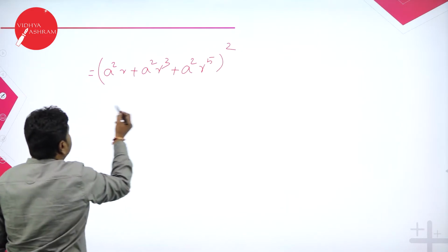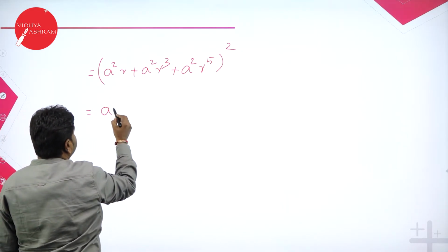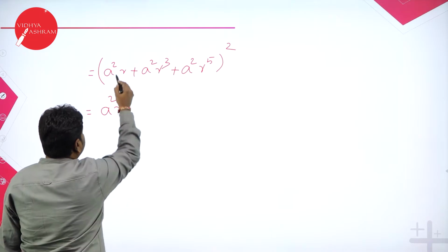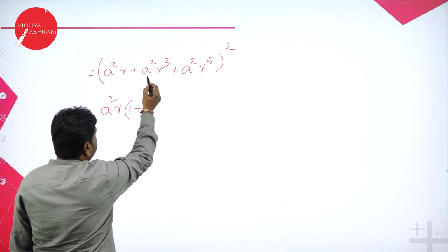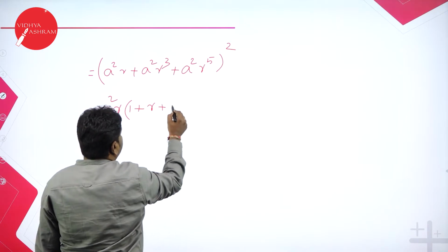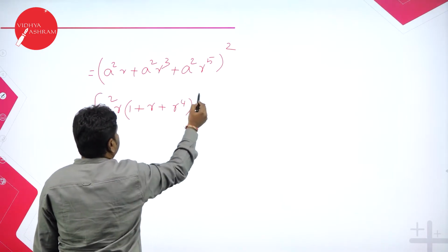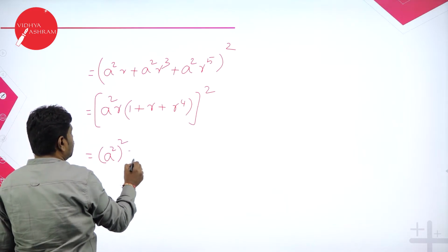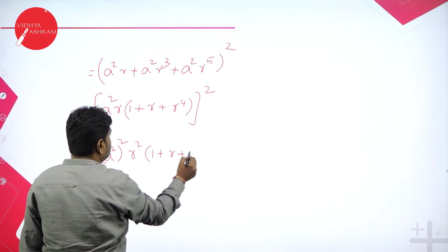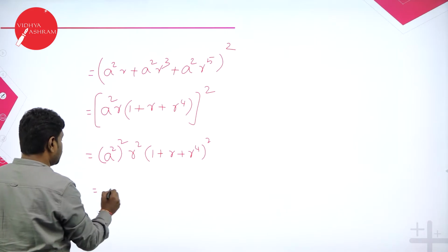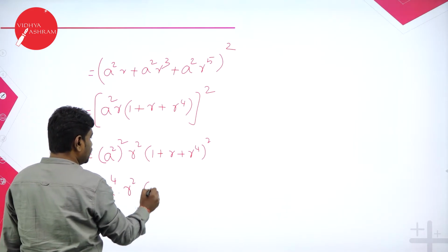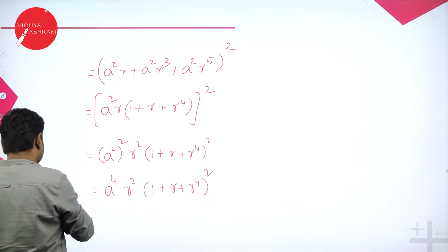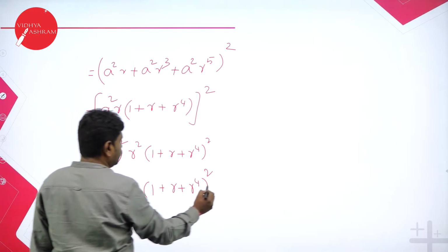So here in the internal terms I can take ar common. If I take a square r common, this will become 1 plus r square plus r power 4, and whole square. So now take the square for both the terms. It will become (a square) whole square, r square, (1 plus r power 4) the whole square. So it will become a power 4 into r square into (1 plus r power 4) the whole square. So this is the RHS. Call it equation 2.